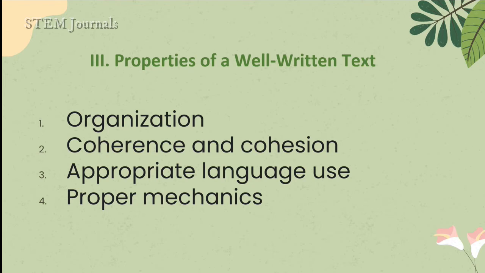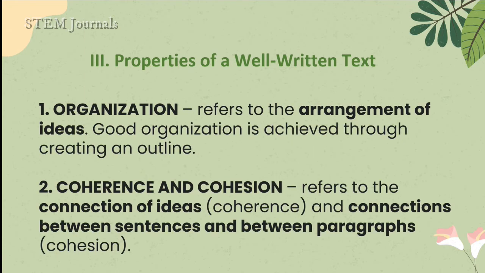Okay, so properties of a well-written text. Again, these are the things that tell you whether your essay or your article was well written. Let's start with the first one, organization. So, organization, from the word organize, so tignan nyo ha, laging ganun yung ginagawa ko, going back to the root word. Ayan. Organization. Organize. So, kapag nag-organize ka, nag-a-arrange ka. Right? Organization, therefore, refers to the arrangement of ideas.